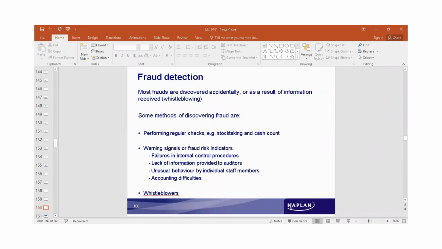If they fail to do so, then that can be considered as a signal. Then unusual behavior by individual staff members, if it is observed, can be taken as a warning signal. And if there are accounting difficulties, it's not transparent enough, that also should be taken as a warning signal about some fraud happening in the organization.